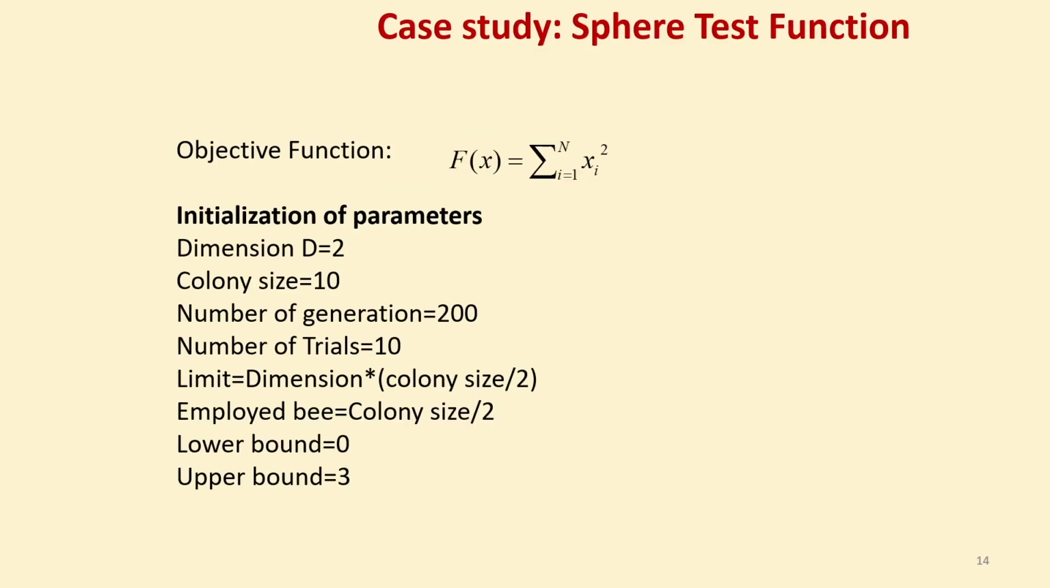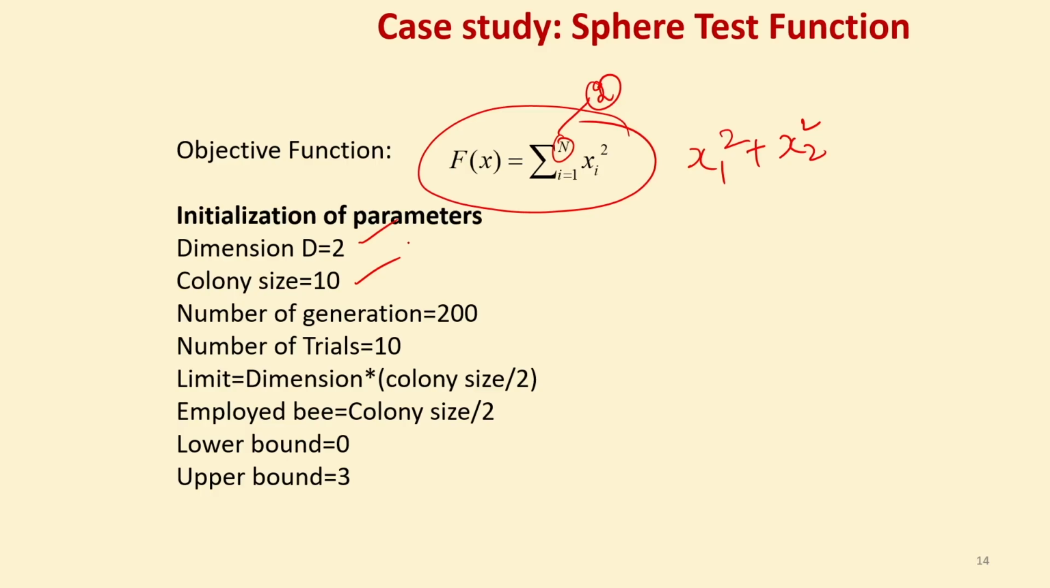So, what is the exact difference? Say for example this sphere test function, let us take an example for case study. For this the dimension is 2, because if I take n equal to 2, then it is x1 square plus x2 square. So, this is the idea. The dimension is 2, the colony size or swarm size is taken, number of iterations 200, trials of experiment.